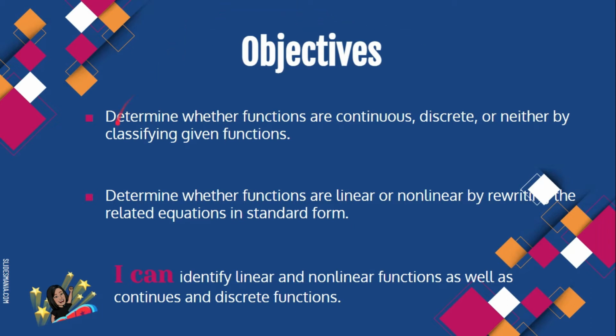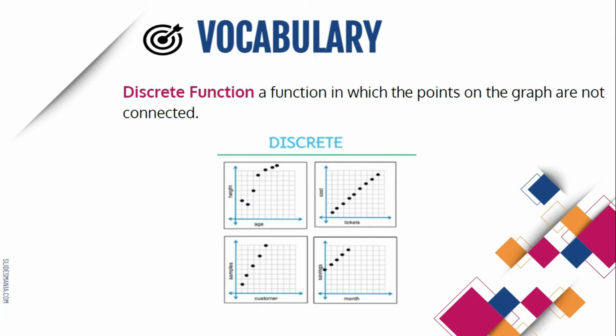So, one of our objectives this week is to determine whether functions are continuous, discrete, or neither by classifying given functions. Also, to determine whether functions are linear or nonlinear by rewriting the related equations in standard form. Our I can statement for this lesson is: I can identify linear and nonlinear functions as well as continuous and discrete functions. The vocabulary words that we will use along the lesson are: discrete function.